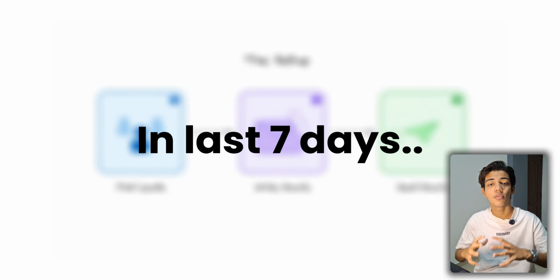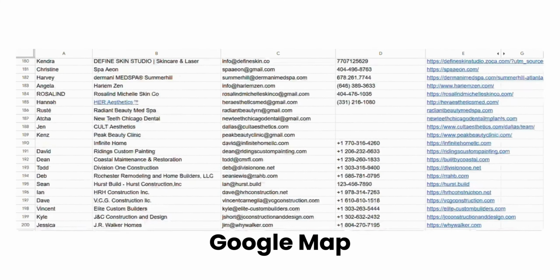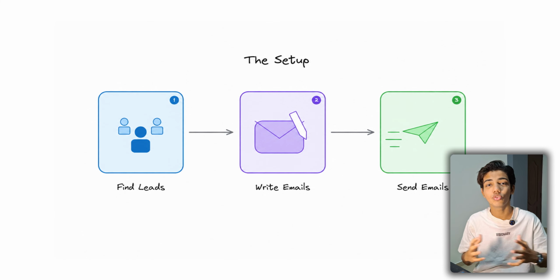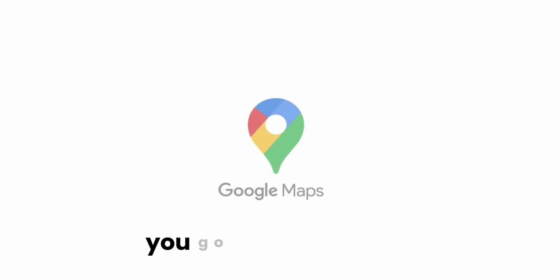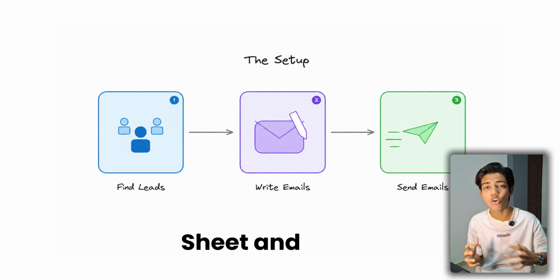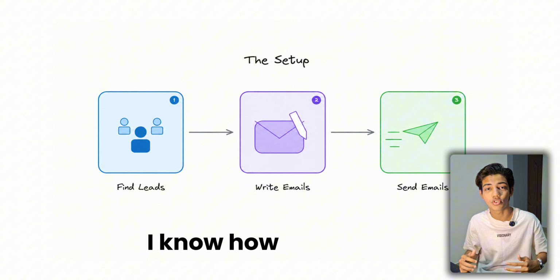In the last Sunday, I've scraped hundreds of leads off Google Maps, but I haven't opened Google Maps even once. We all know how frustrating it is to scrape leads manually. You go to Google Maps, search for your niche, copy the name, paste that into Google Sheet, and go back and forth. I know how frustrating that is.